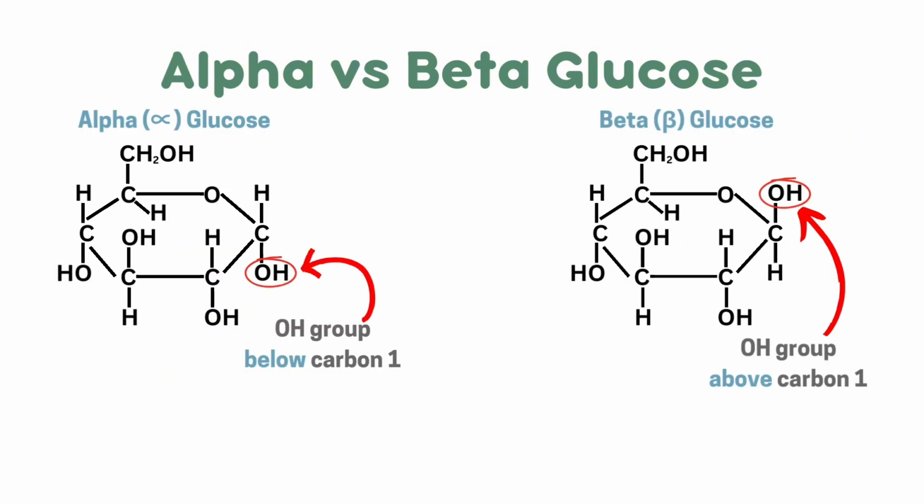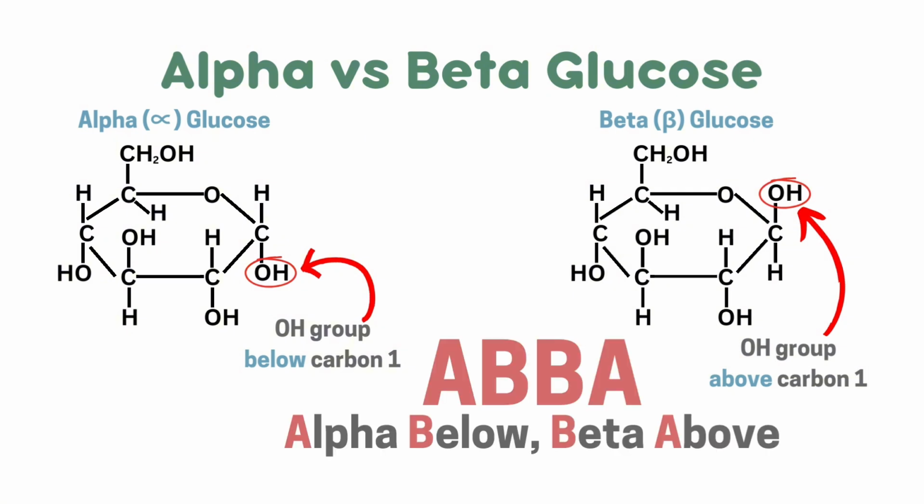With the alpha glucose molecule, the OH group is below carbon 1. And with the beta glucose molecule, the OH group is above carbon 1. We remember this by the term ABA, which stands for alpha below, beta above, and this is talking about the OH group position on carbon 1.